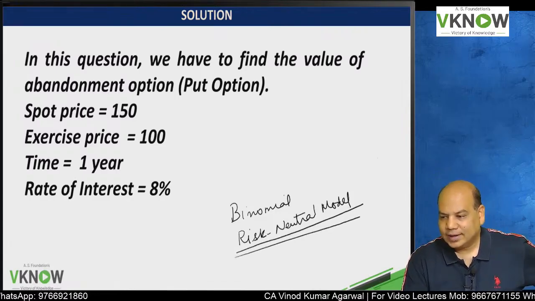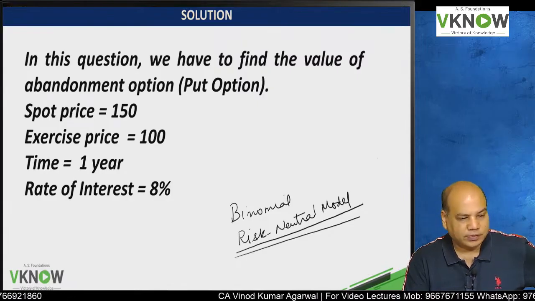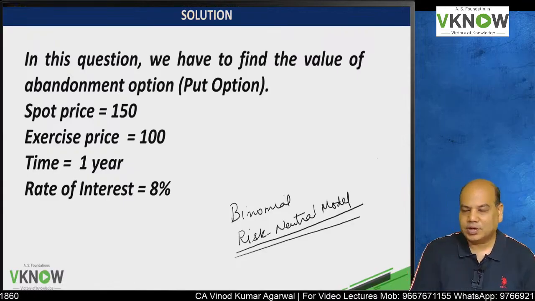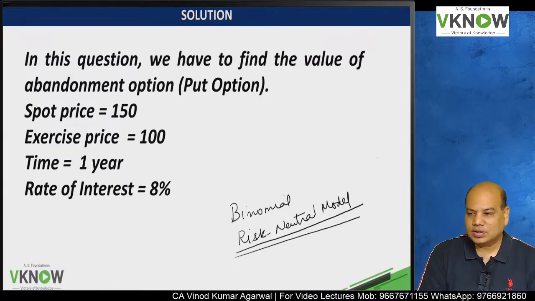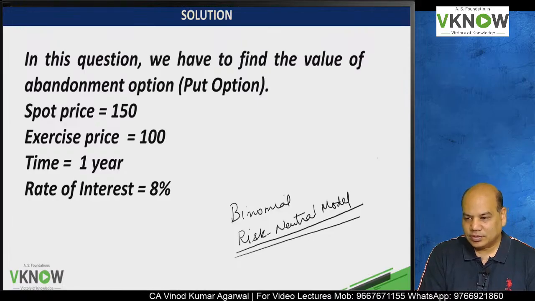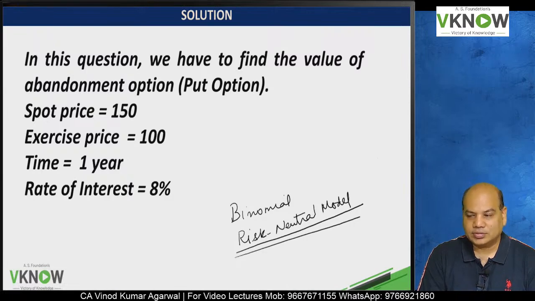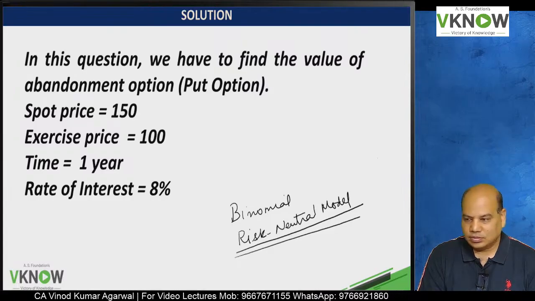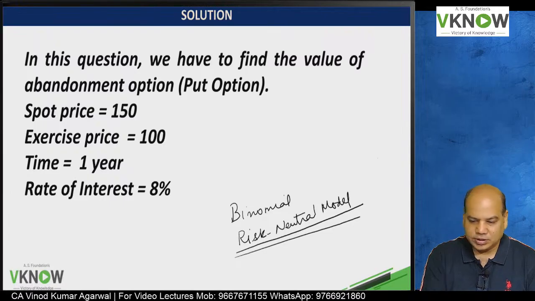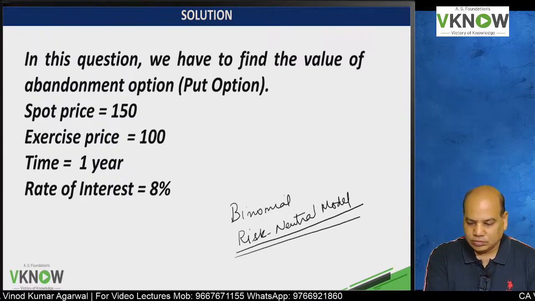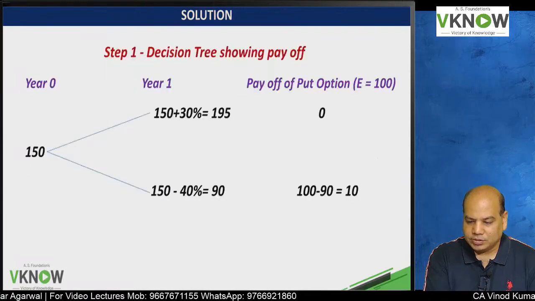Okay, write down, spot price is 150, exercise price is 100 rupees, time is 1 year, rate of interest is equal to 8%. So don't you think it looks like a problem of derivative option?